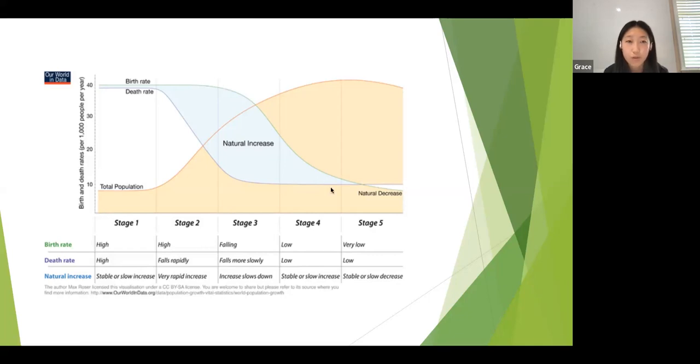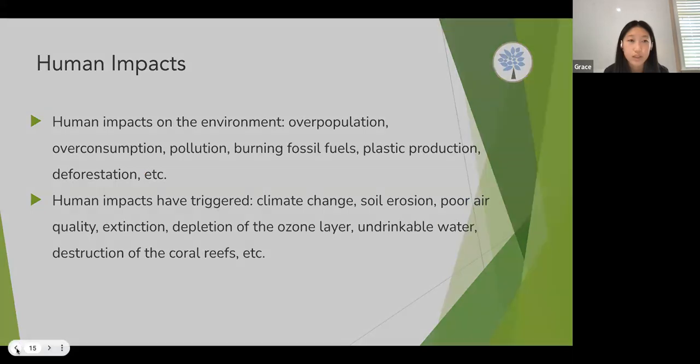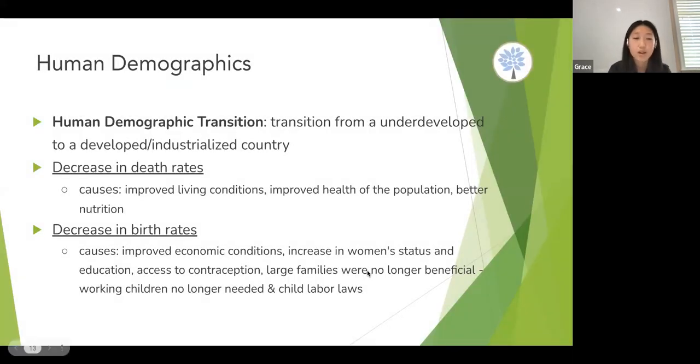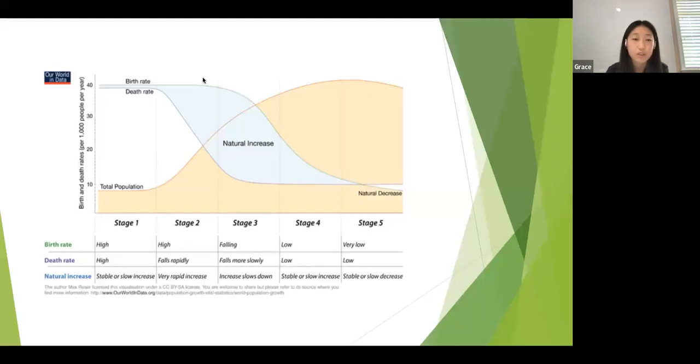And like we discussed before, the reason for birth rate decrease is oftentimes an increase in women's status and access to education and contraception. So previously, women are oftentimes forced to have many children, and they don't really have access to education. So they oftentimes stay at home, they can't really work or go to school, and their sole role is to give birth to children and raise them.